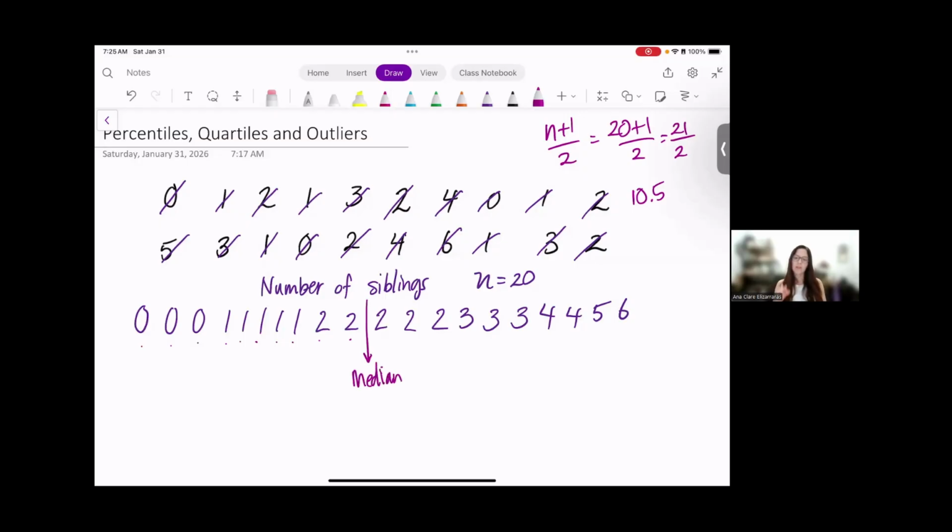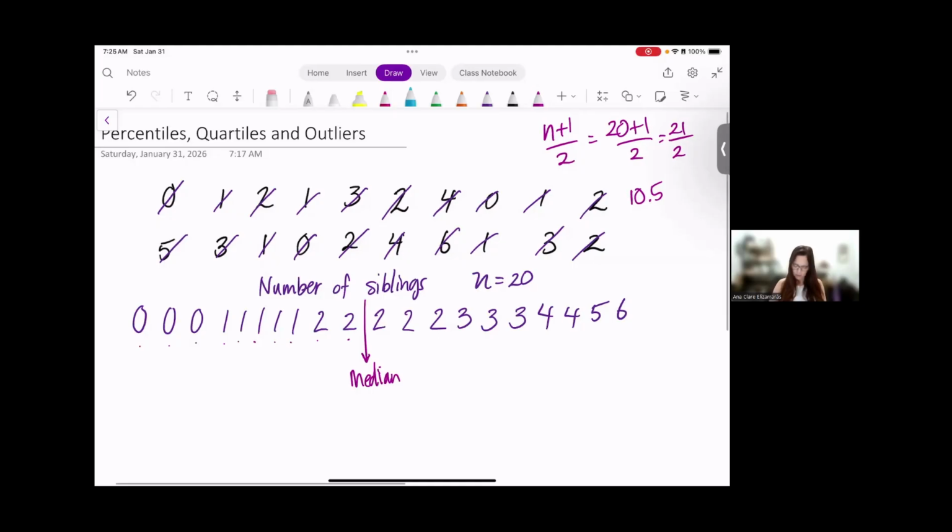The way that I find the value of the median is I take those two numbers, observation 10 and 11, add them together and find their average. 2 plus 2 is 4, divided by 2 is 2. So the median for this data set is 2.